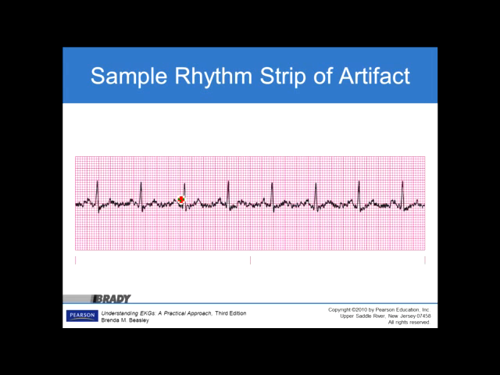All right, so this is a sample rhythm of artifact. This whole section in the middle, this squiggly line stuff, is all artifact. We can kind of make out and identify that there's a P wave in there, Q, R, S, and then a T wave. We kind of have that consistently occurring again and again and again. We can still get a rate on this. 1, 2, 3. It is 80 beats per minute.